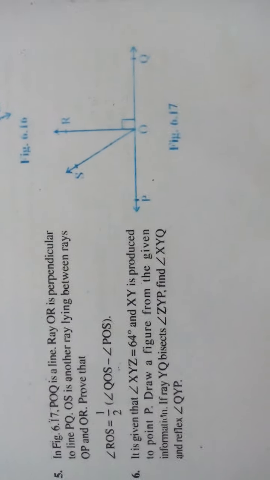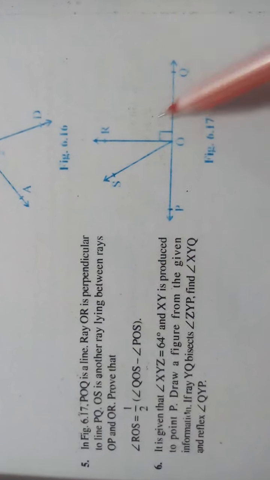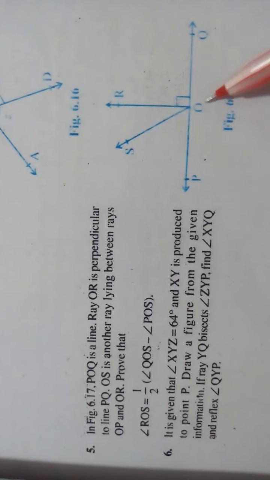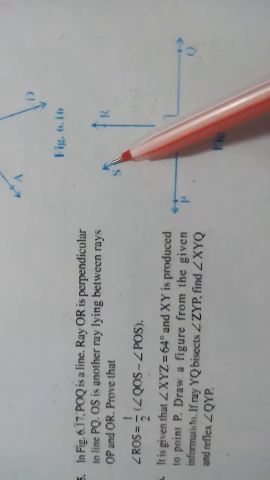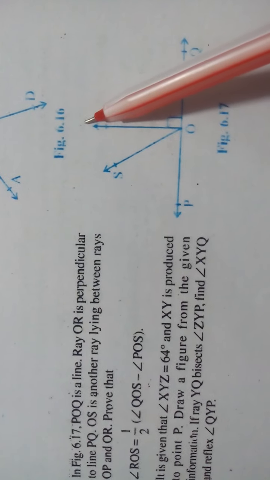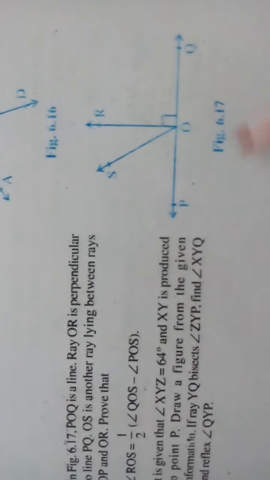Question number 5 is given here. What is question number 5? There is one figure given. PQ is a line. OR is perpendicular to PQ. OS is a ray between OP and OR. You want to prove that angle ROS is equal to half of angle QOS minus POS.